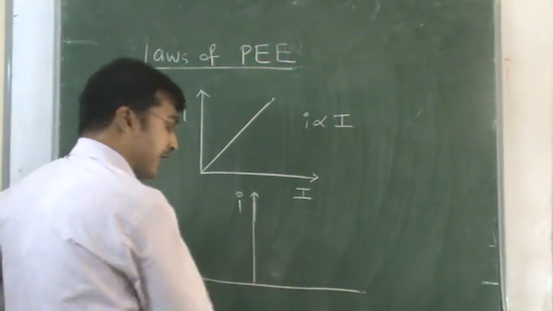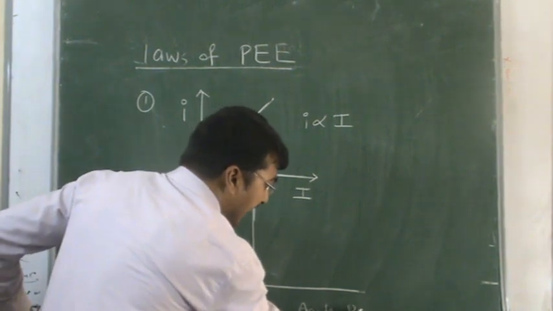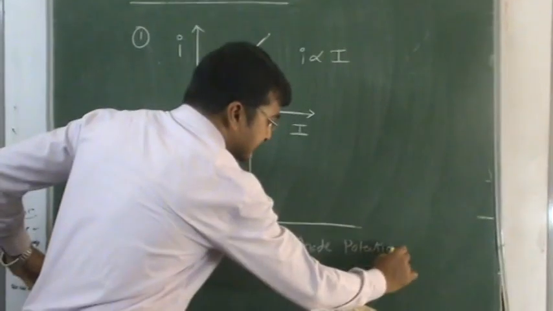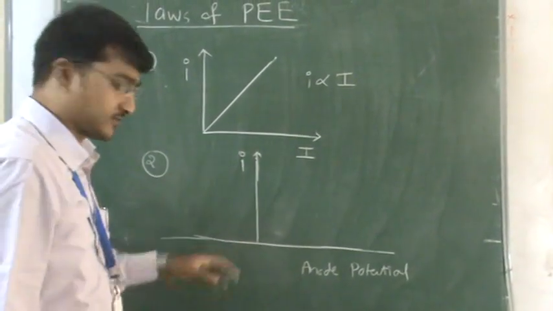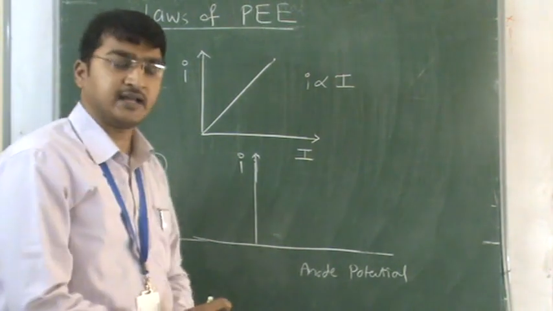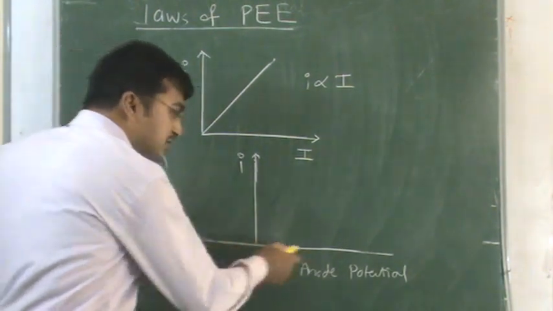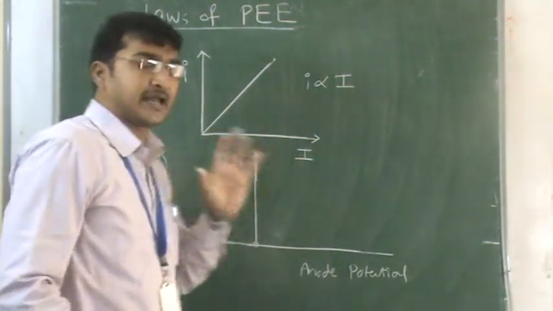Photocurrent on the y-axis and anode potential on the x-axis. Okay, anode potential on the x-axis. This is the positive anode potential, this is the origin, and this is the negative anode potential.